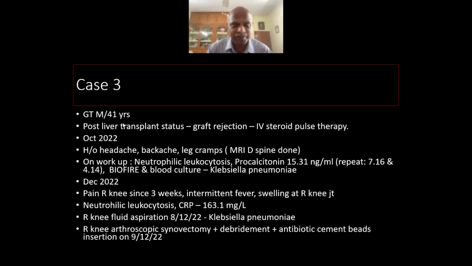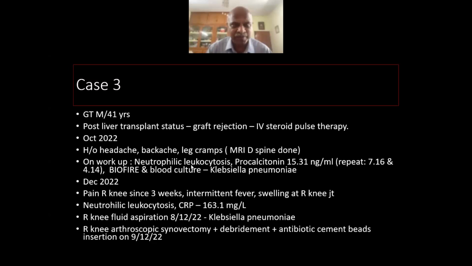A third case, this is a young man post-liver transplant status who's unfortunately not doing too well. He's had 2 duct anastomosis, has had an anastomotic stricture at one of the ducts, and has had an ERCP with stenting done for that, and has now presented to us with graft rejection, for which IV steroid pulse therapy was given. He presented to us in October 22.